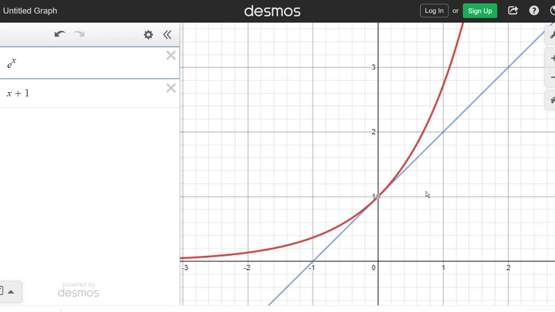You see, when the base is e, the graph of the function, the red curve, I think it's red. I'm a little colorblind. It's not too bad. I think it's red.